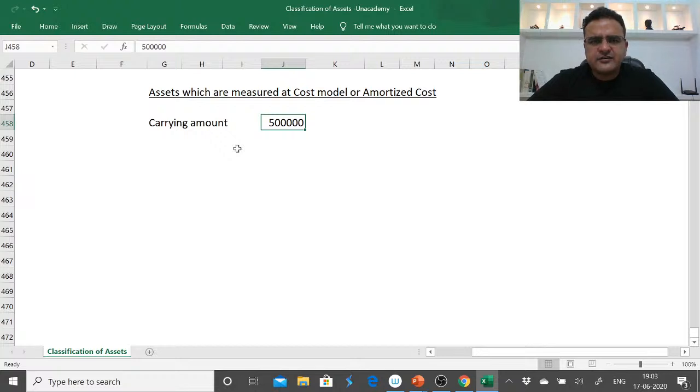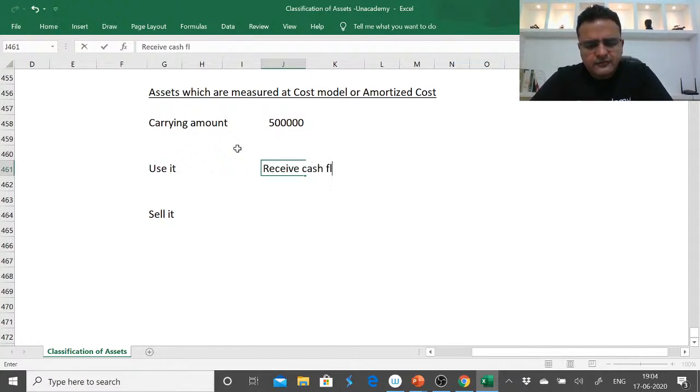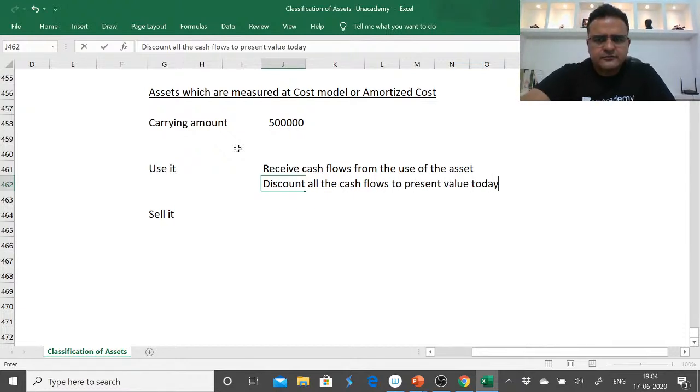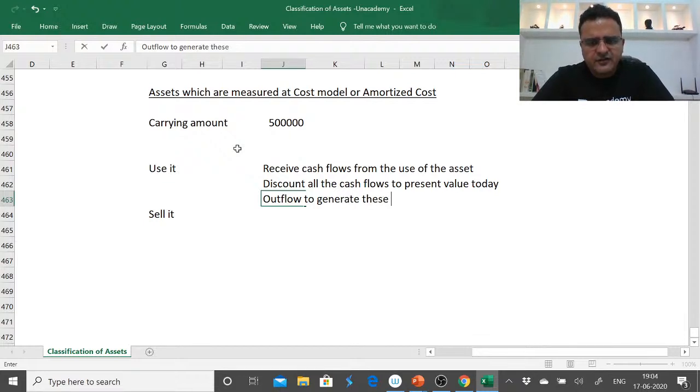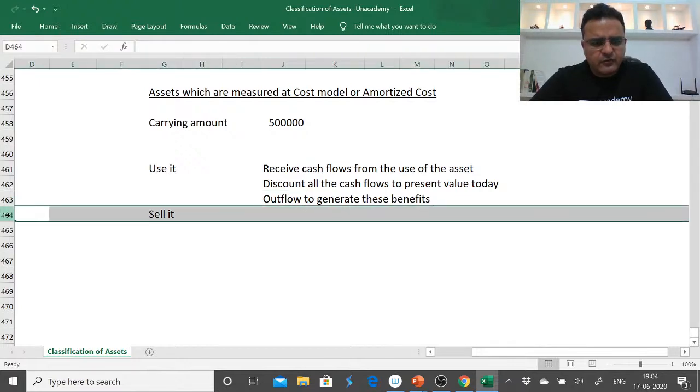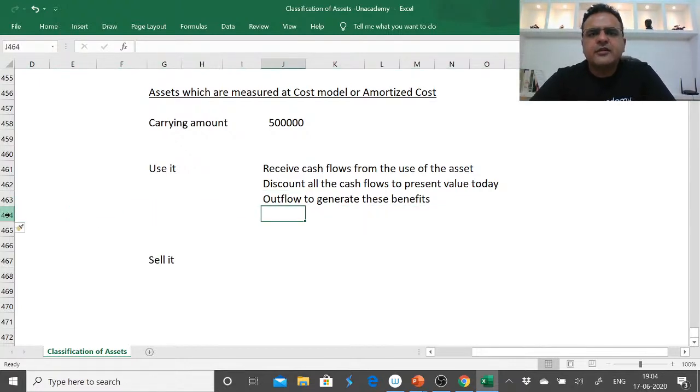So what are the ways of recovering the value of an asset? How can you recover it? Either by using it or by selling it. There are only two ways of recovering the value of an asset. Either you use it and receive cash flows from the use of the asset, and you discount all the expected cash flows to present value today, and if there is any outflow to generate these benefits, that is also taken into account. So we can make out what we are going to get by using this asset. We can make out the net present value of all the cash flows, and this is known as value in use.